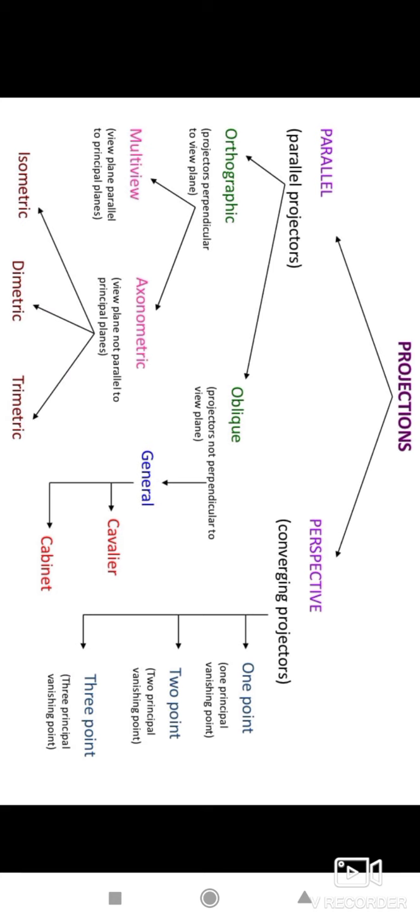The main two categories are orthographic and oblique. Then the orthographic is further divided into multi-view and axonometric view. The axonometric view is further divided into isometric, dimetric and trimetric. Oblique projections are of two types: cavalier projection and cabinet projection. Then the perspective projection is of three types: 1 point projection, 2 point projection and 3 point projection.